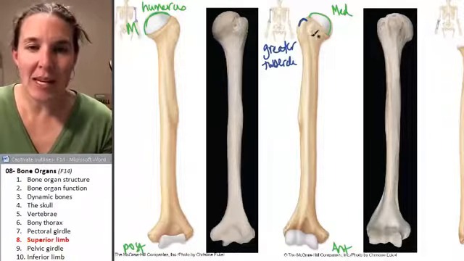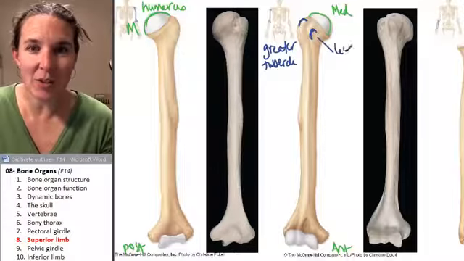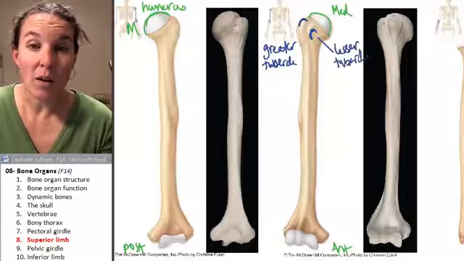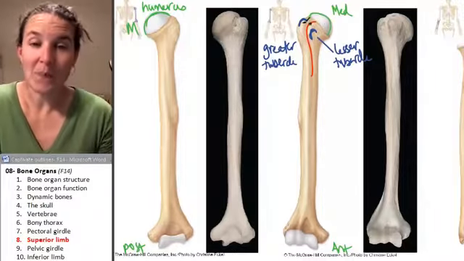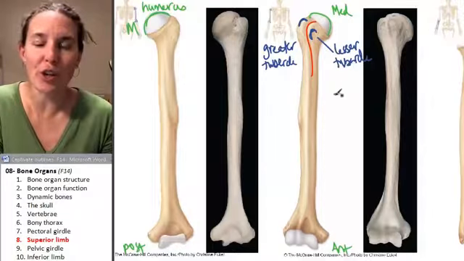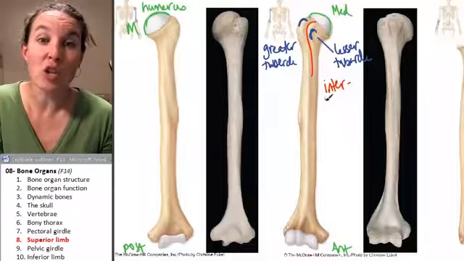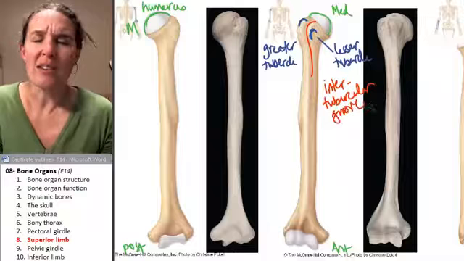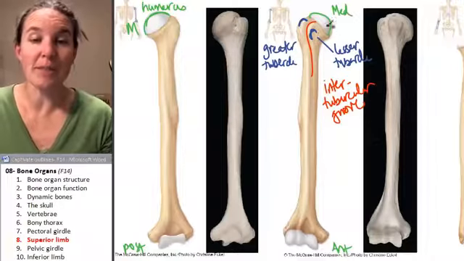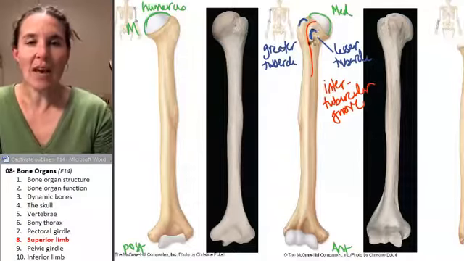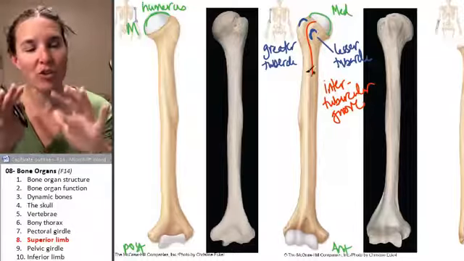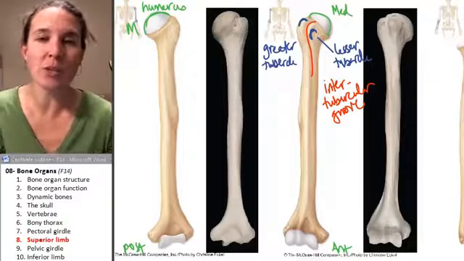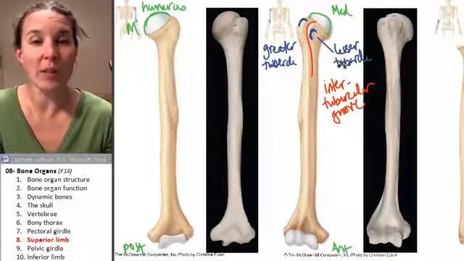The greater tubercle is separated from the next little bump, called the lesser tubercle, by a groove called the intertubercular groove. Inter, between, tubercular groove. They also call it an intertubercular sulcus. The tendon of the long head of biceps brachii travels between the two tubercles and helps stabilize the shoulder joint. Most of these things, there's a reason why we're learning them.